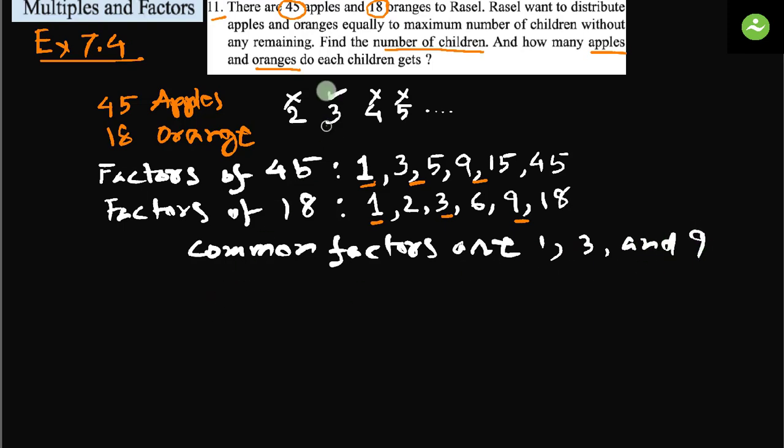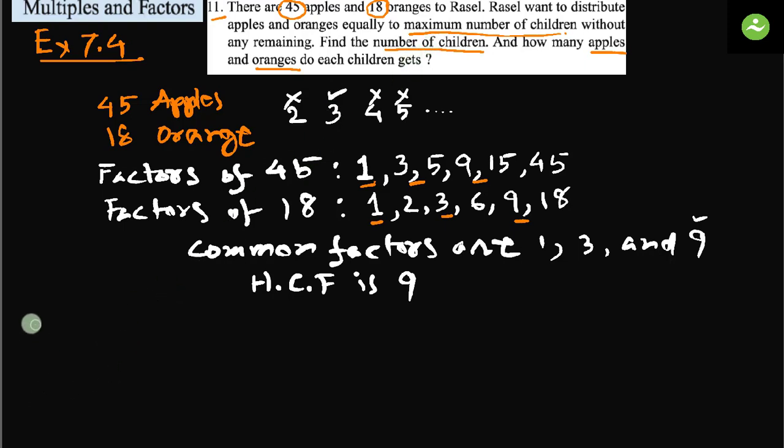You see in the question they said Russell has to give the fruits to the maximum number of children. Here is the word maximum number of children. So if we have to give to the maximum number of children, which number will we choose? 1, 3 or 9? Definitely we will choose 9. And what do we call the highest common factor? We call it HCF. So HCF is 9. So we already got the answer.